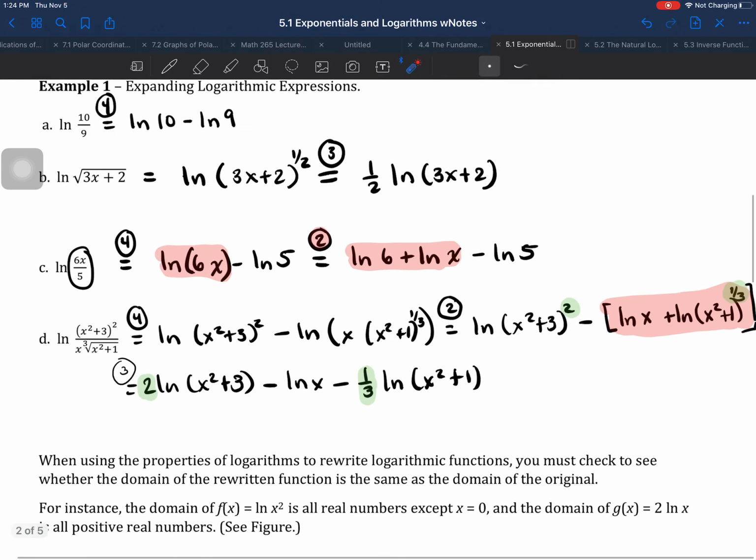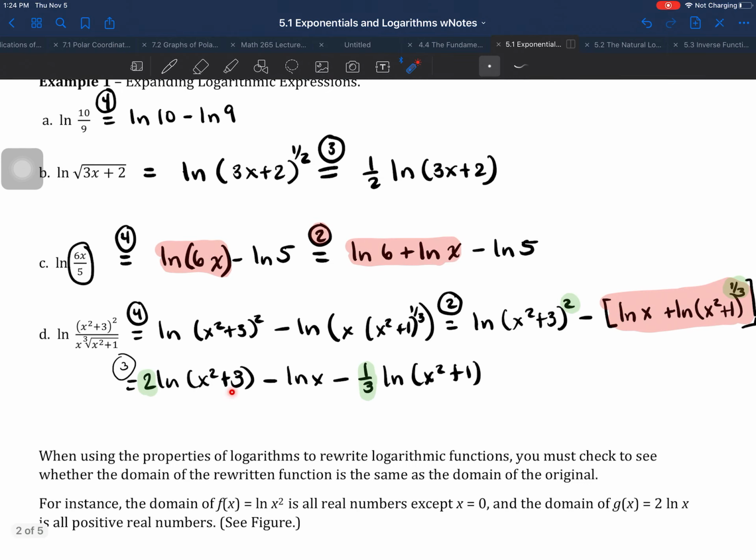Can we expand this further? Well, we don't have a product, a quotient, or a power within the log in any of the 3 natural logs. So therefore, we have completed the expansion, and this is it. Now, if you notice, these are just typical problems where we are rewriting the expression for the purpose of practicing these properties.